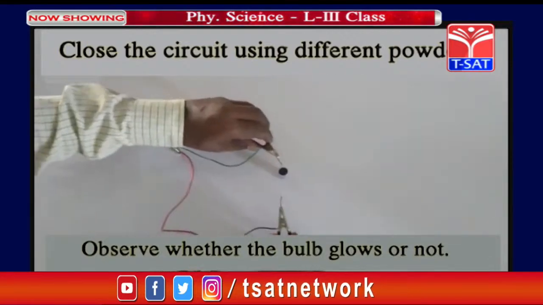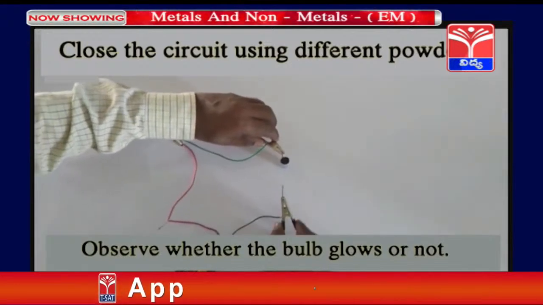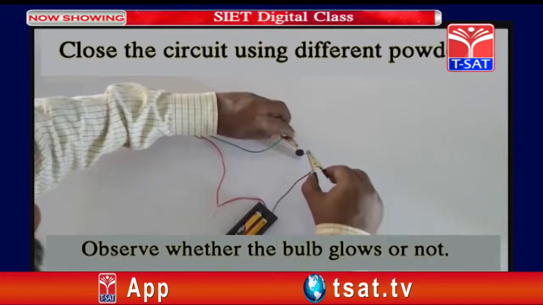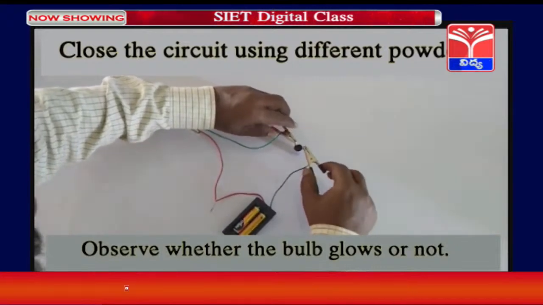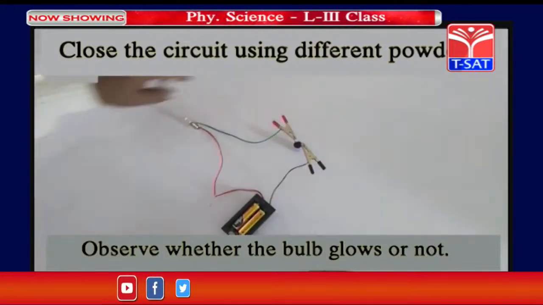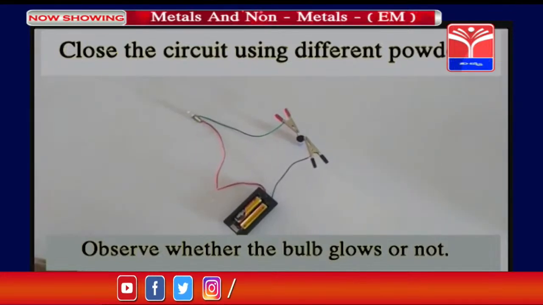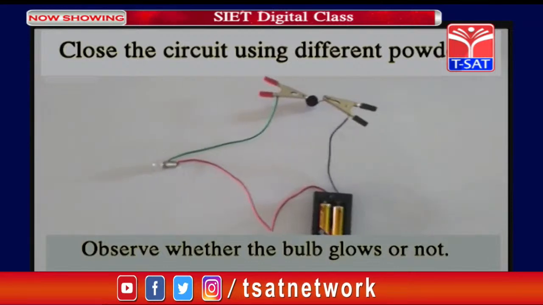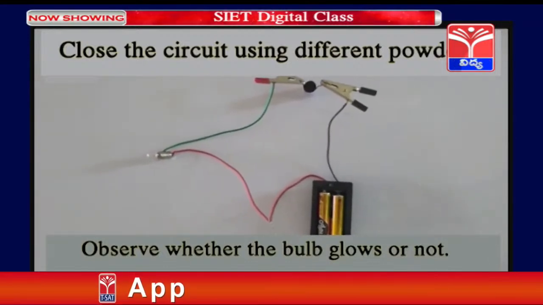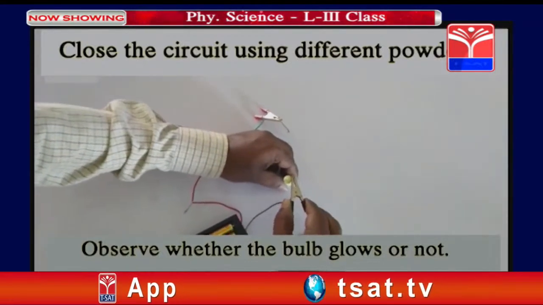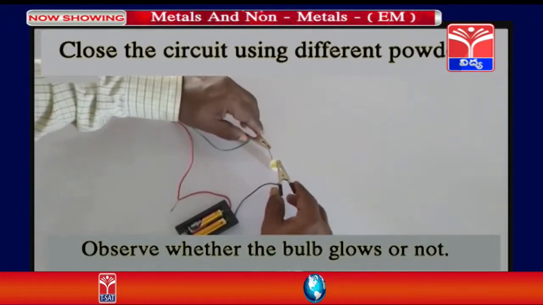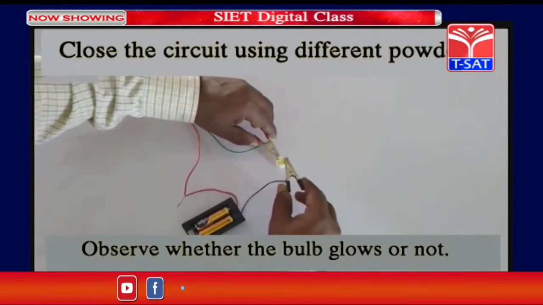Children, observe carefully, and here are iodine granules kept in the box, and close the circuit. Then did you find the bulb glowing? No. So, iodine does not allow electricity to pass through it. Now, let us take the sulfur powder in a box and close the circuit.